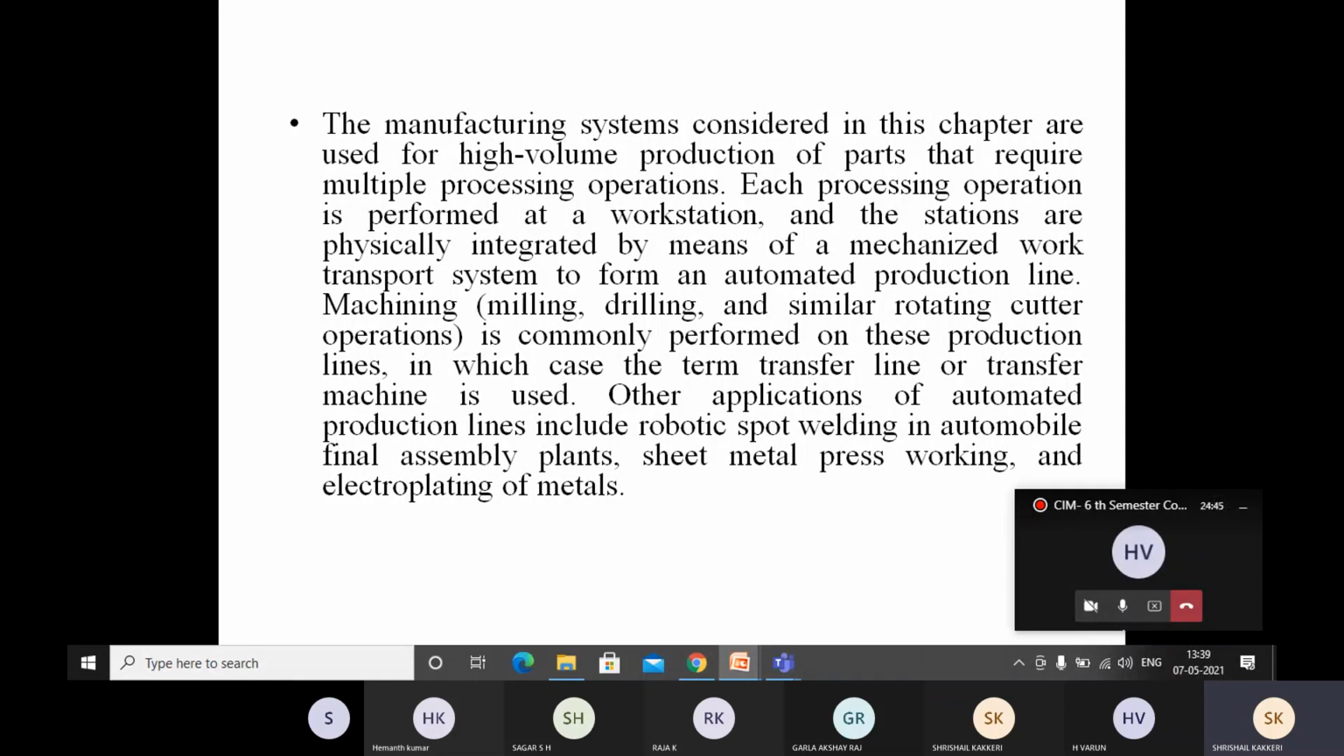All these parts will be transferred automatically from one machine to the other by means of work holding devices, conveyors, and appenders and dependers. Appenders and dependers are the orienters, that is, for the orientation of the part. Sometimes the part has to be held horizontally, sometimes vertically, sometimes in a different fashion, at a different orientation. That time the orienters will be used.